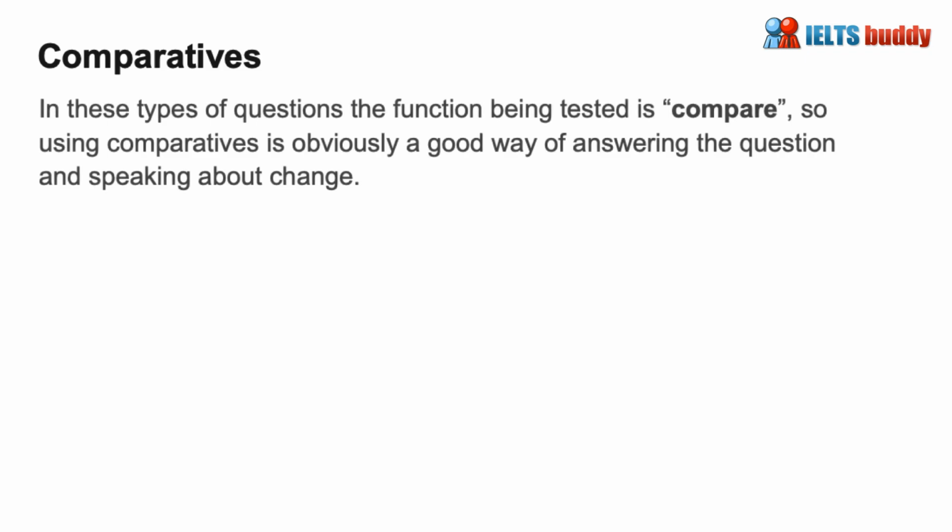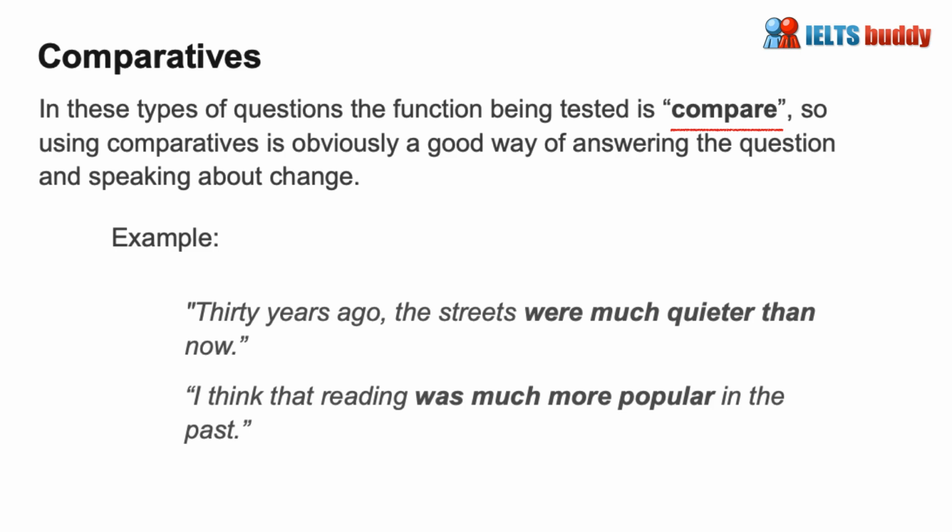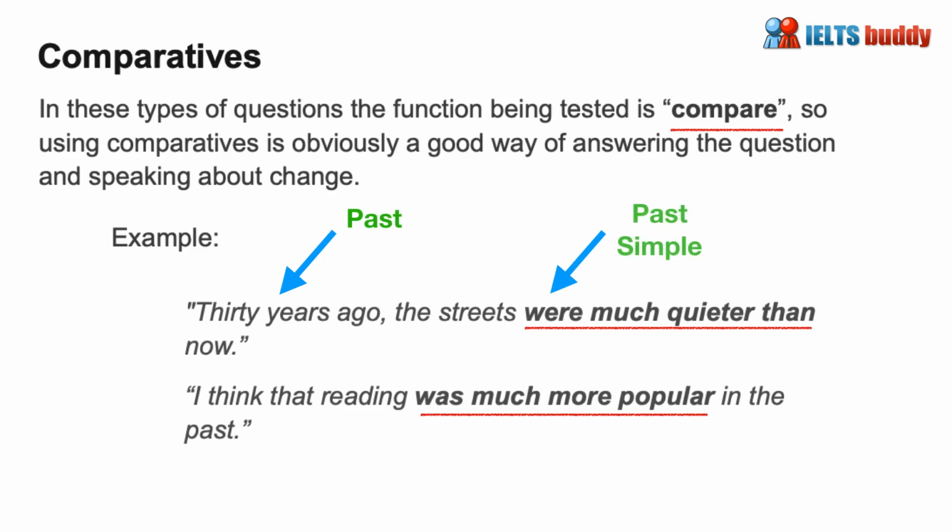We can also use comparatives to compare the past with the present. In these types of questions, the function being tested is compare. So this is obviously a good way of answering the question and talking about change. As an example, 30 years ago, streets were much quieter than now. I think that reading was much more popular in the past. And you should note, obviously, that here you're talking about the past, so we're using the past simple.